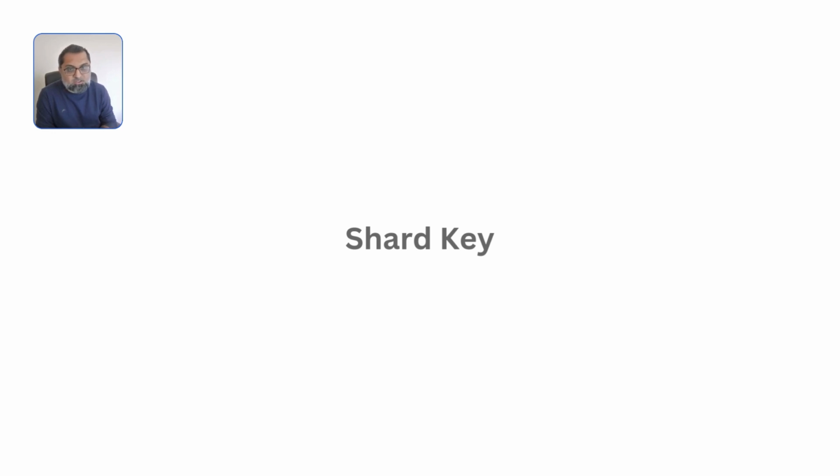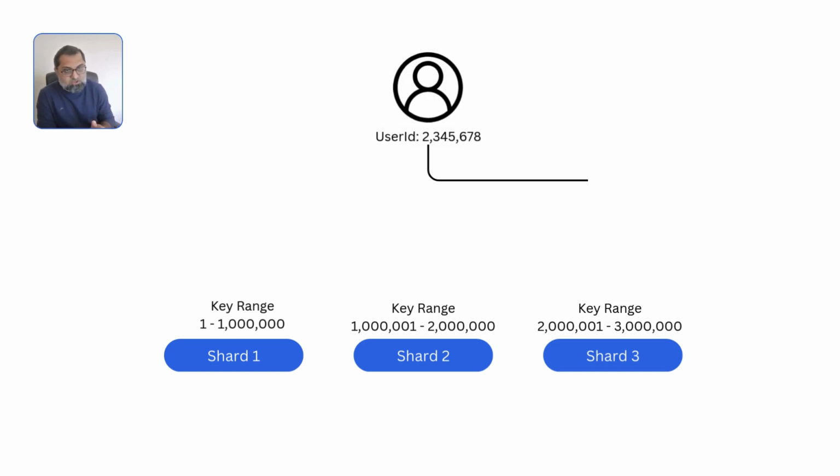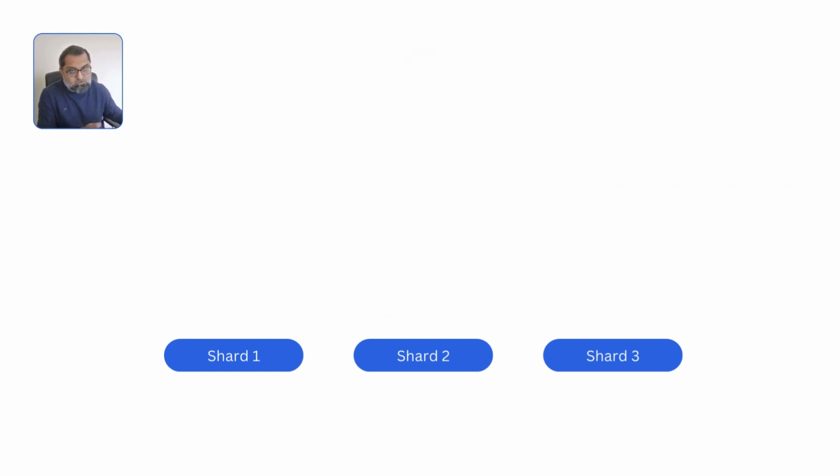In databases, you decide how to split the data using a shard key. This is a specific key, like a user ID or a geographic region that determines which shard holds the data. For example, let's say you're building a social media app. You might shard the user data based on user IDs. Users with IDs from 1 to 1 million go to shard 1. The next million go to shard 2 and so on. When someone logs in, the system looks at their user ID, knows which shard to check and fetches the data quickly.